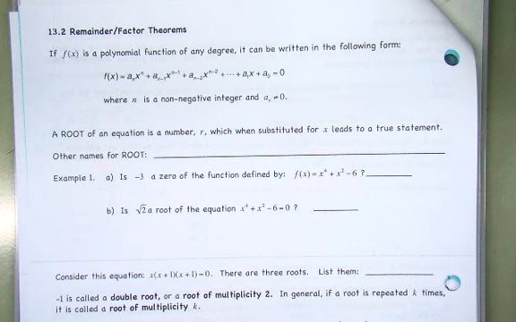Where n is a non-negative integer and a to the n does not equal 0. That just means that we are starting with something and it's not just a constant.